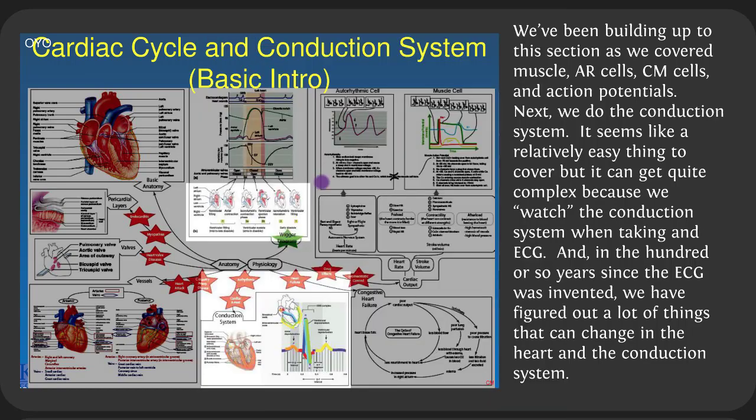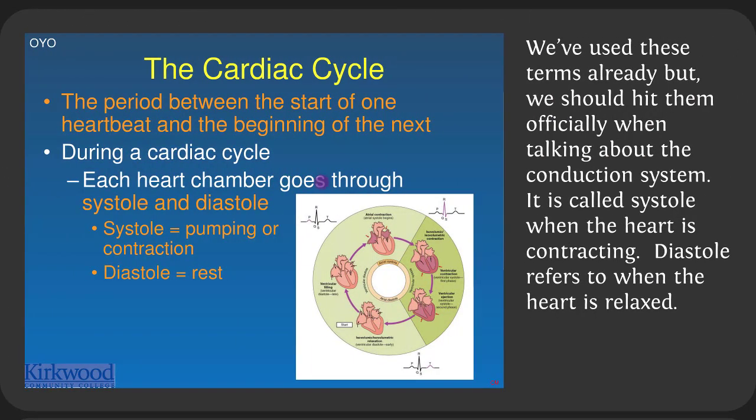A beautiful thing about the EKG is Einthoven discovered it about 130 years ago, and in those 130 or so years since the ECG was invented, we figured out a lot of things that can change in the heart and the conduction system. Tiny little change in the blip here, tiny little change here, a tiny little bit too high here, too low here, can indicate where a problem is occurring in the heart. Too little blood flow, problem with the conduction cycle, scar tissue, all kinds of things can be diagnosed with an EKG.